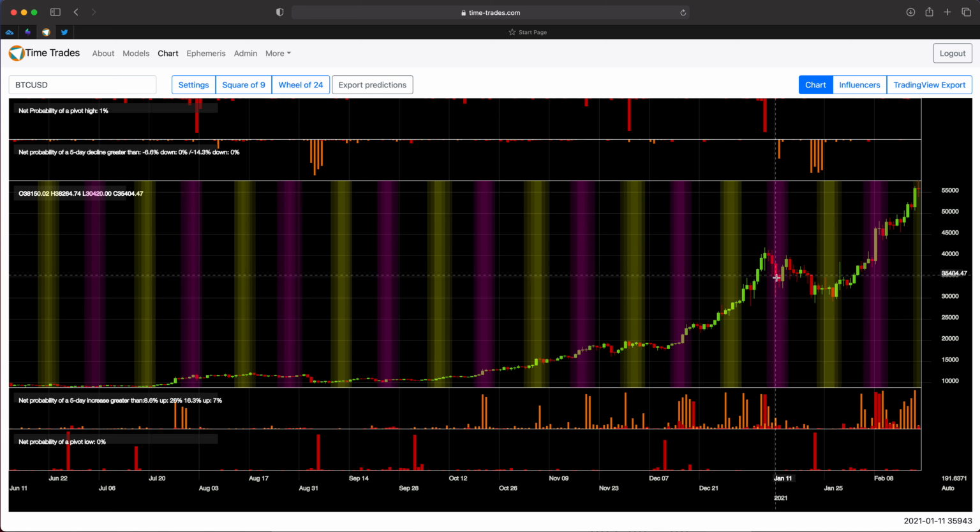Huge correction here of 25% from 40 down to 30. And that happens during a purple period. So obviously that contradicts what's been going on before. So this is an indication that it's no longer in sync. Price is no longer in sync with the Gann waves.